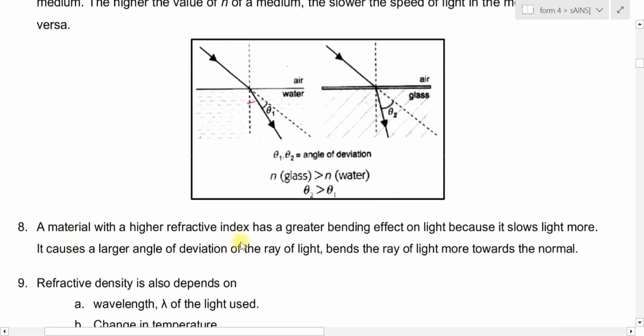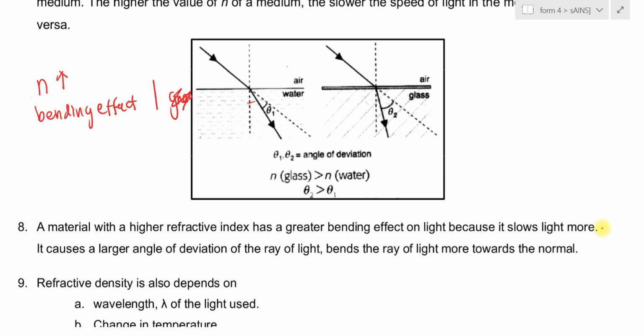Baik. A material with higher refractive index have greater bending effect on the light. Siapa yang boleh bengkok banyak, maksudnya higher refractive index. Because it slow light more. So, kena ingat kalau n dia kamu tinggi, maksudnya higher refractive index, your bending effect dia greater. I put here lah, bending effect dia tinggi. Sebab apa? Sebab light dia slow. Okay, light dia slow. Because the velocity is slow.